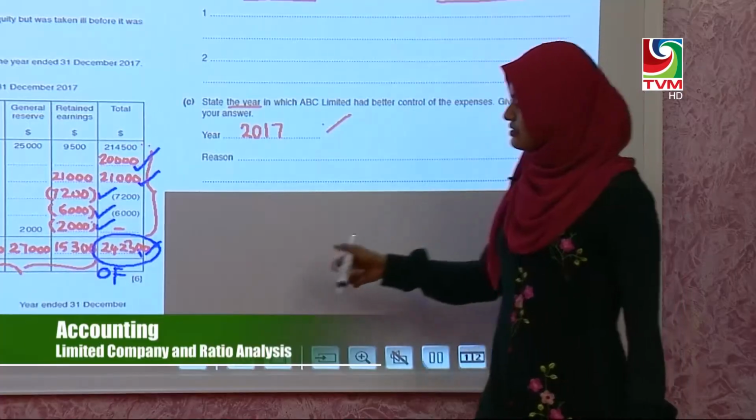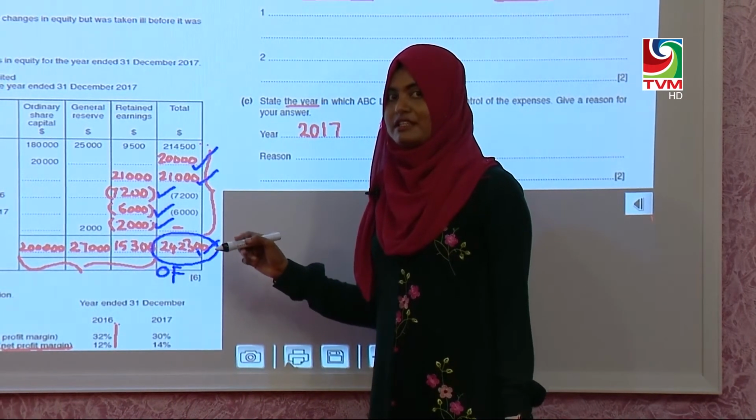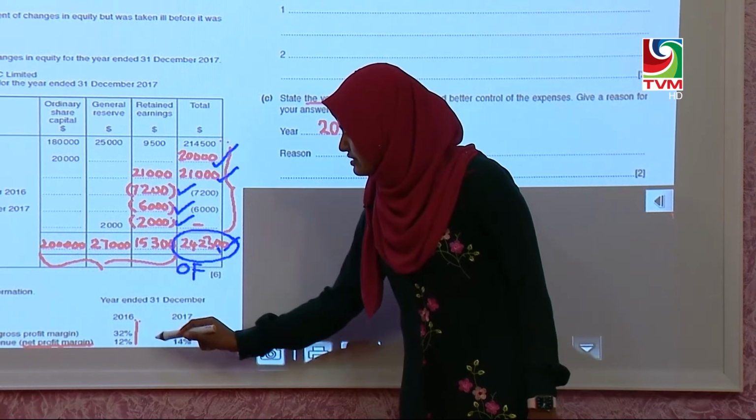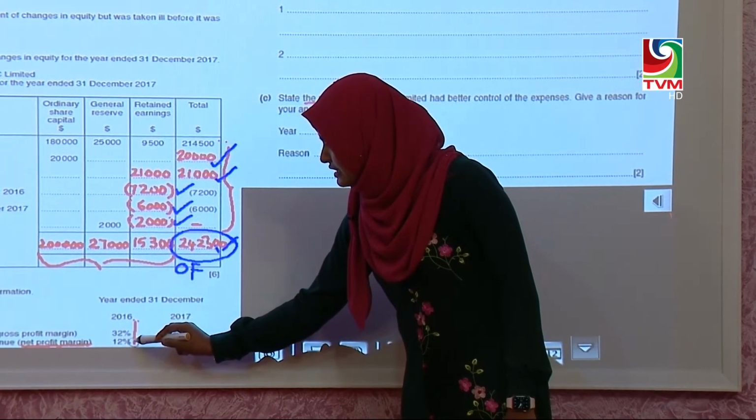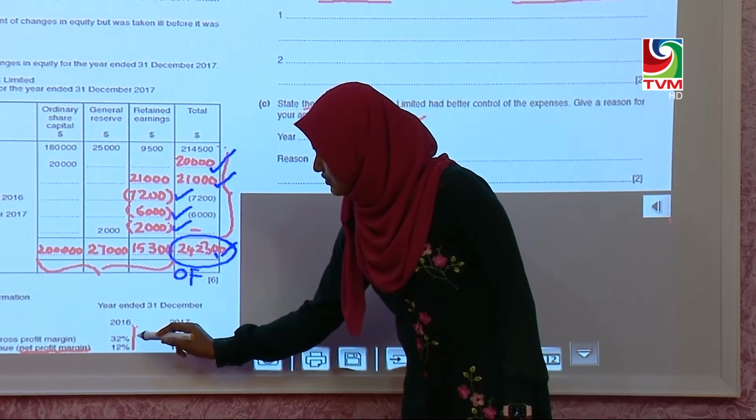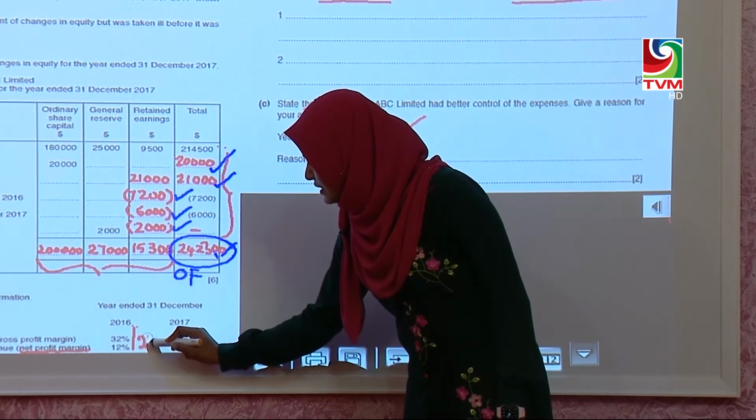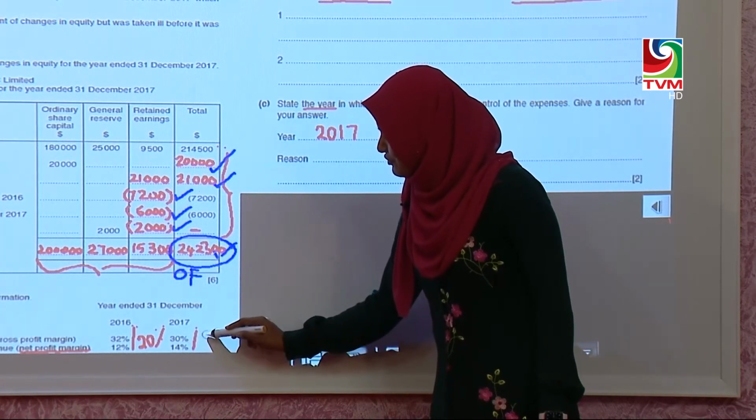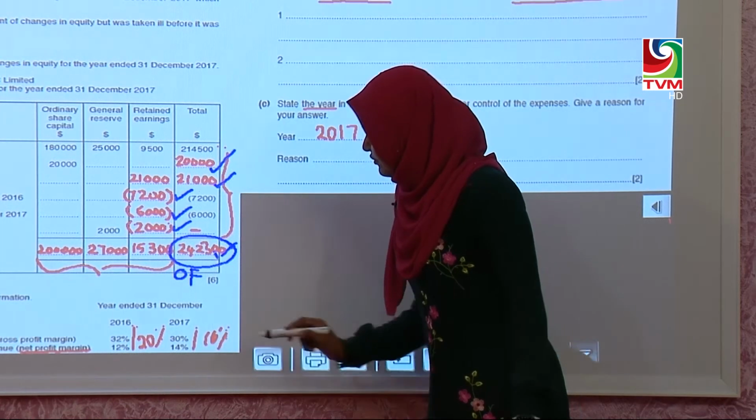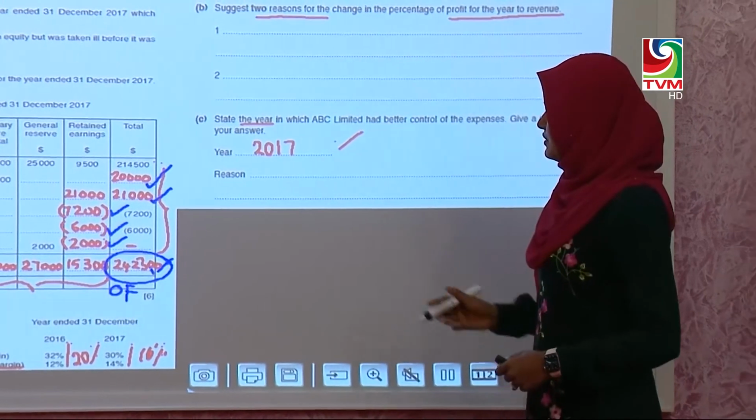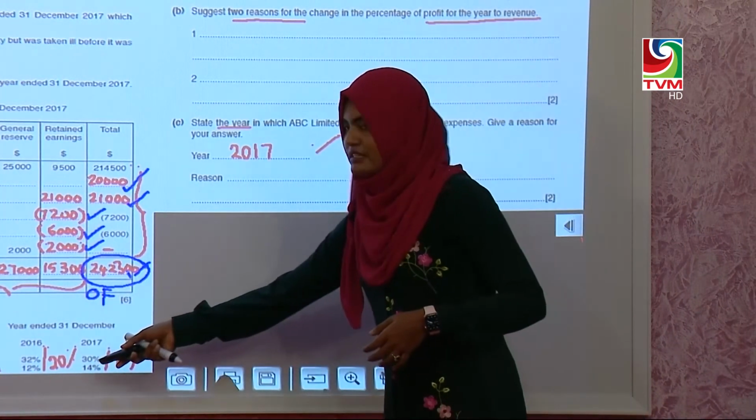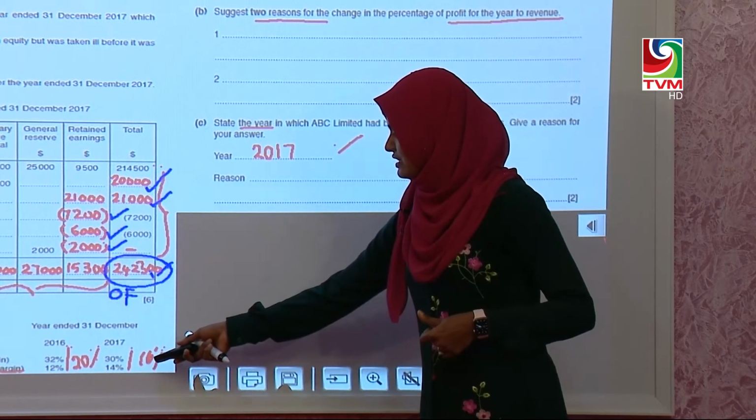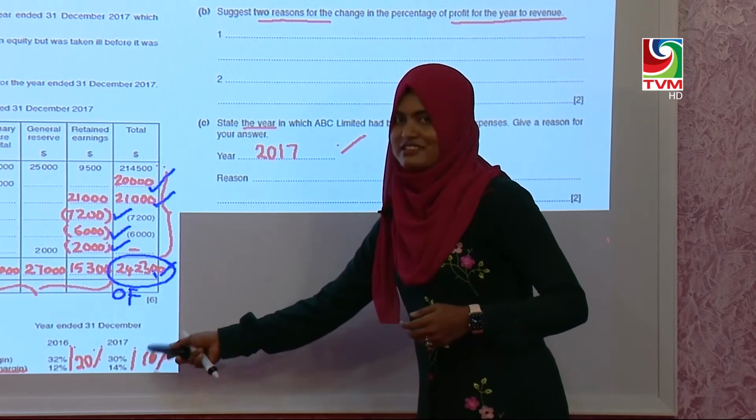Before you write the reason for the answer, you need to calculate the percentage of expenses to revenue. That can be calculated by comparing the gross profit margin and the net profit margin here. In 2016 the gross profit margin is 32% and the profit margin is 12%. When we deduct these two, we get 20%. In 2017, it is 30% gross profit margin and 14% profit margin, so there is 16% of expenses to revenue. So you can write the reason as: in 2016 the percentage of expenses to revenue is 20%, while it decreased in 2017 to 16%.